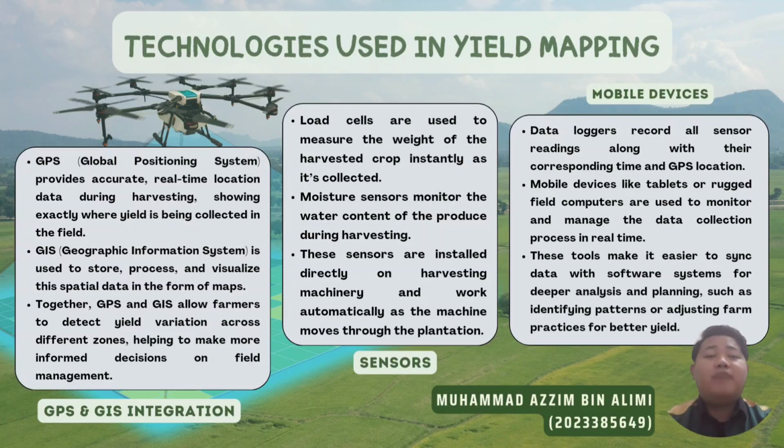So, by combining the GPS, sensor and mobile device, yield mapping help farmers to make a precise decision to improve the crop management and boost productivity.